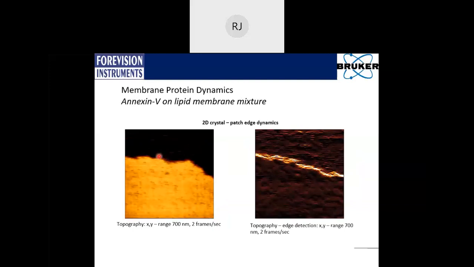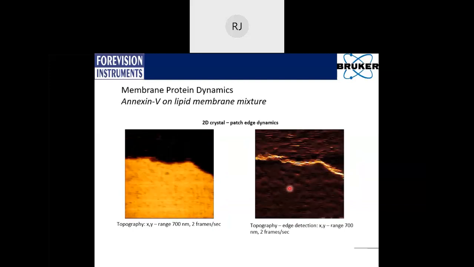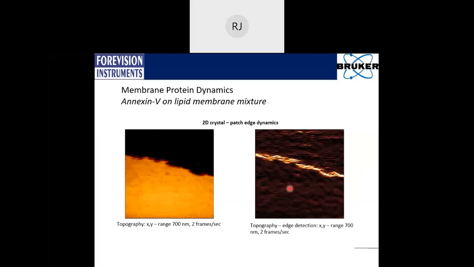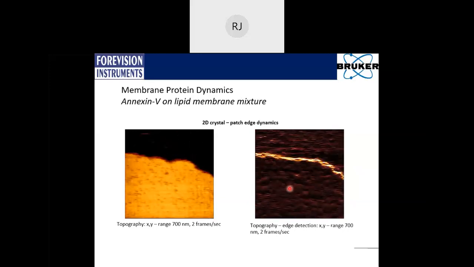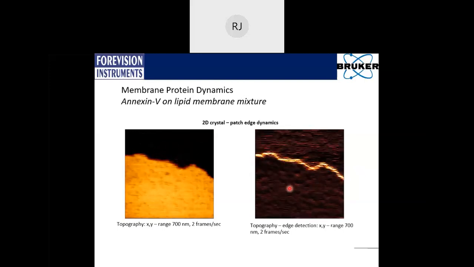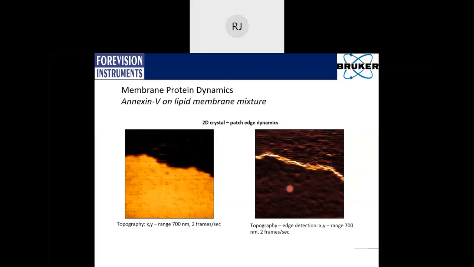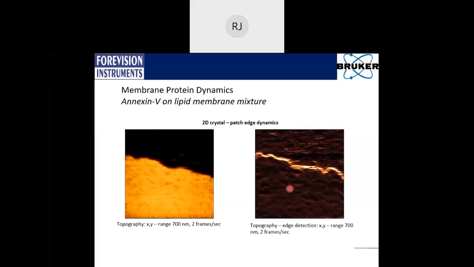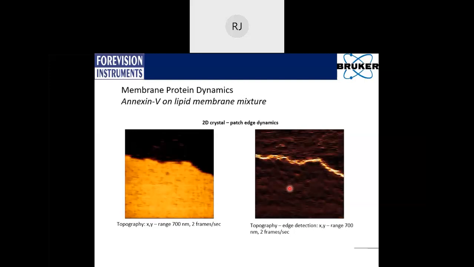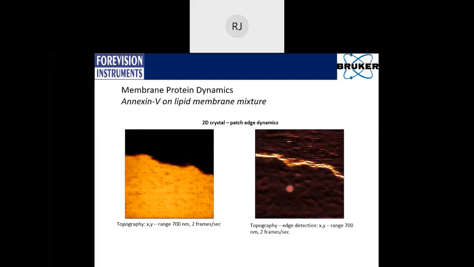And we can also look at the edge dynamics, how the edge structure is changing with respect to time. Earlier we have seen the reconstruction of the entire particle, but we can see only at the edge how the reconstruction is changing, or how the edge atoms or molecules are rearranging themselves. So all these things can be observed.